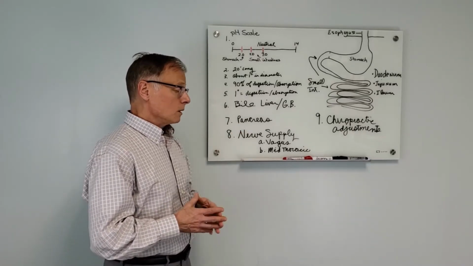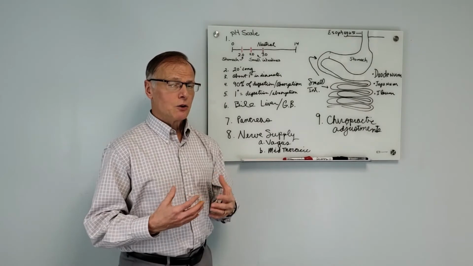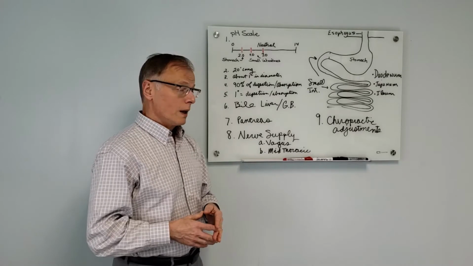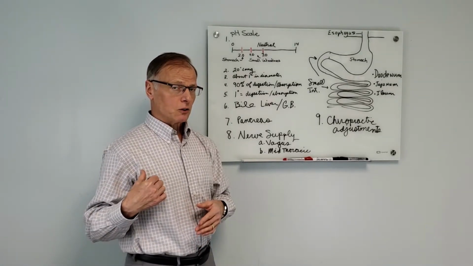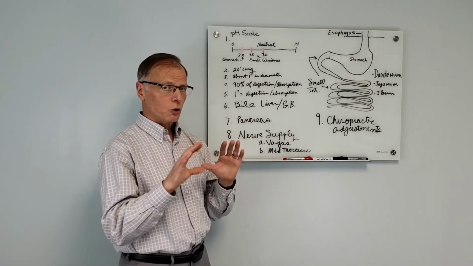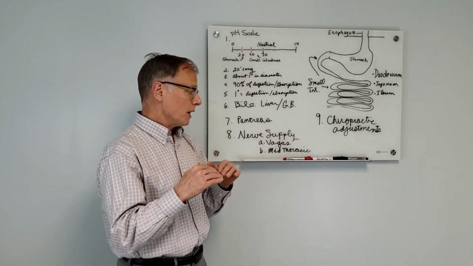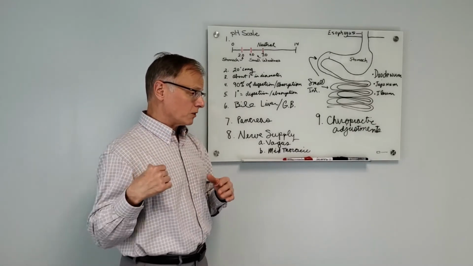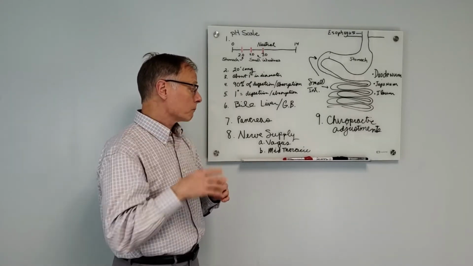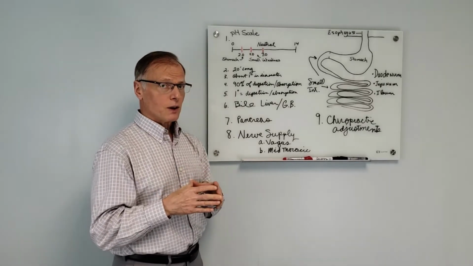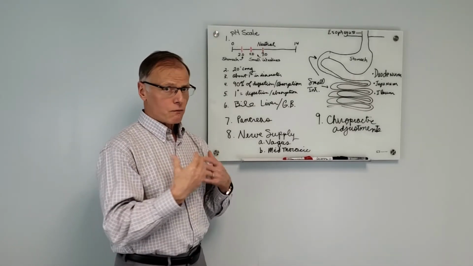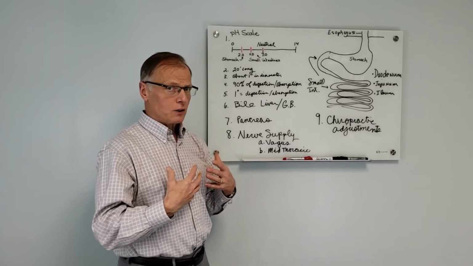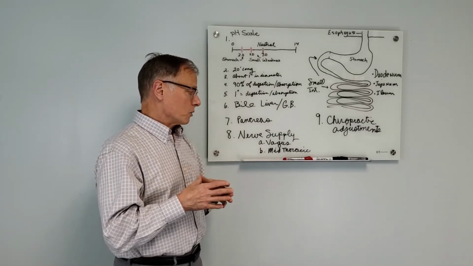Point number 8, the nerve supply into your small intestine comes from your upper neck, the vagus nerve, and from your mid-thoracic spine, which is between your shoulder blades and a little bit lower than that. So two areas of nerve supply: mid-thoracic and upper cervical spine, the vagus nerve. The vagus nerve is a cranial nerve, and that nerve wanders throughout the body to all the organs in the body. So that's the vagus nerve.